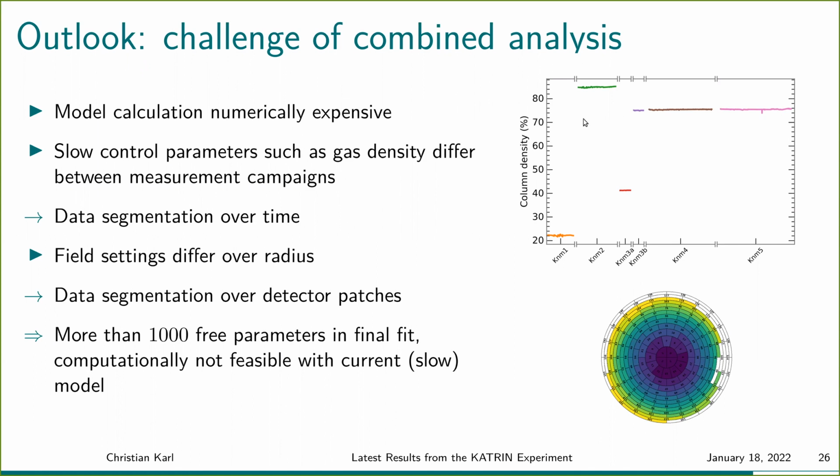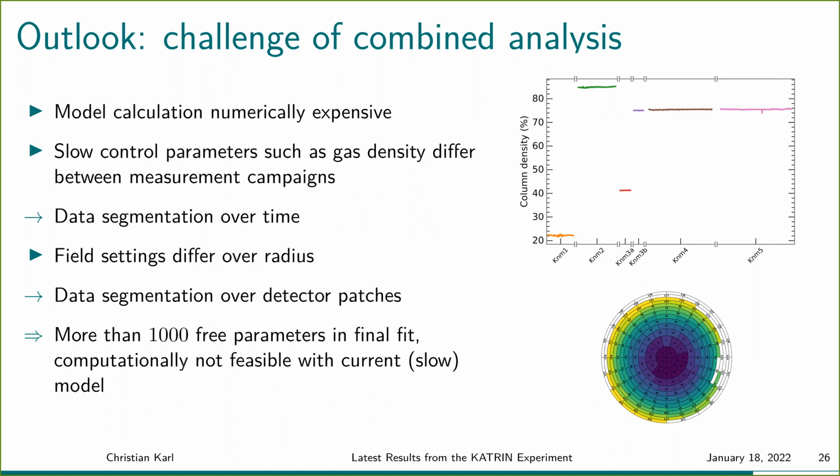So we will have to segment our data over time. In addition, the field settings are very different over radius, especially in our new measurement setting, which means we will have to segment our data over detector patches. And putting all of this together, we end up with more than 1,000 free parameters in an expected KATRIN final fit, which is computationally just not feasible with our current, rather slow, numerics-based model.